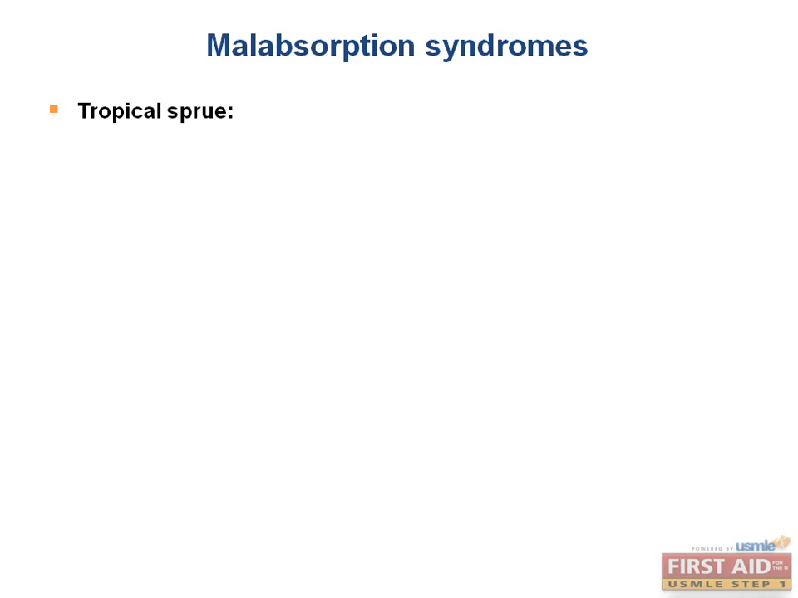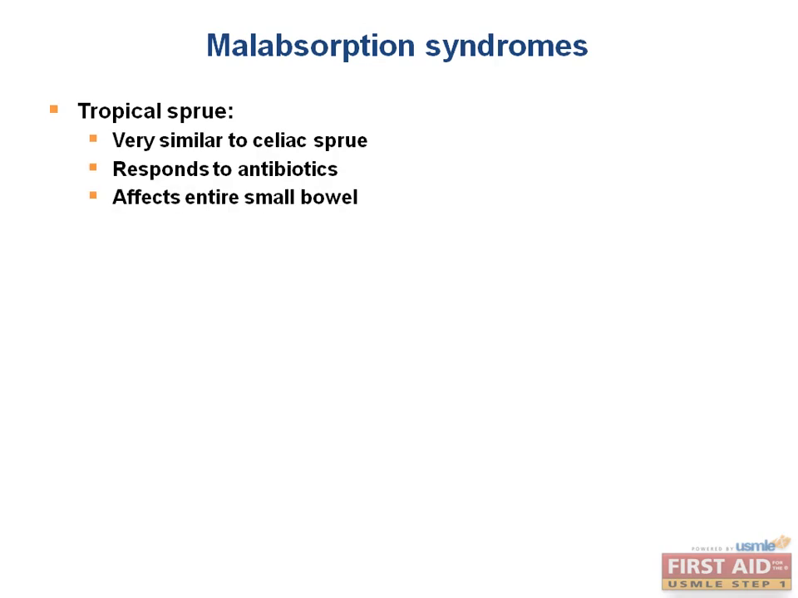The first one we'll talk about is tropical sprue, and it's a relatively understudied illness that is considered to be an infectious syndrome because of its positive response to antibiotics. The illness is similar to celiac sprue, which we'll discuss in detail, but the important difference is that tropical sprue can affect the entire small bowel.